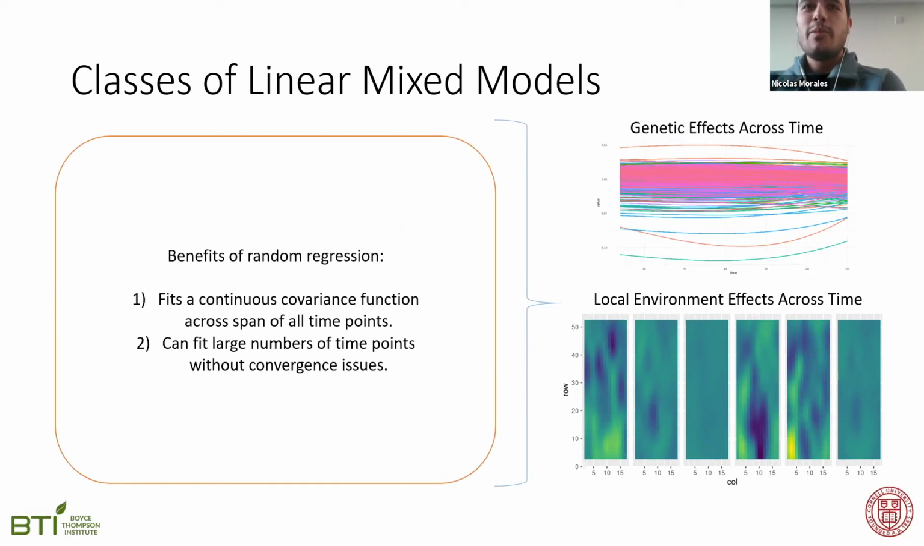And the random regression has many benefits, including that it fits a continuous covariance function across all the time points. So you can essentially evaluate the genetic or environmental effect at any given time point. And it can fit large numbers of time points, which multi-trait models could have convergence issues with.